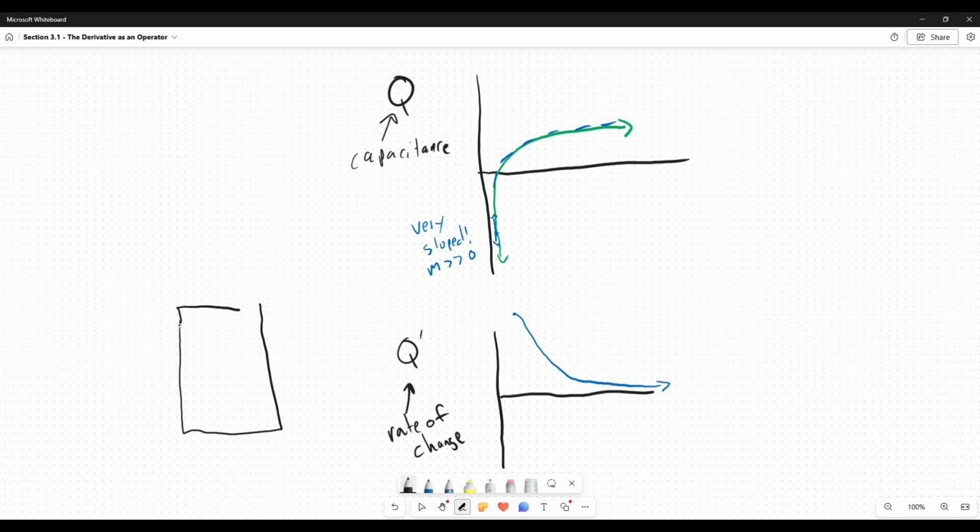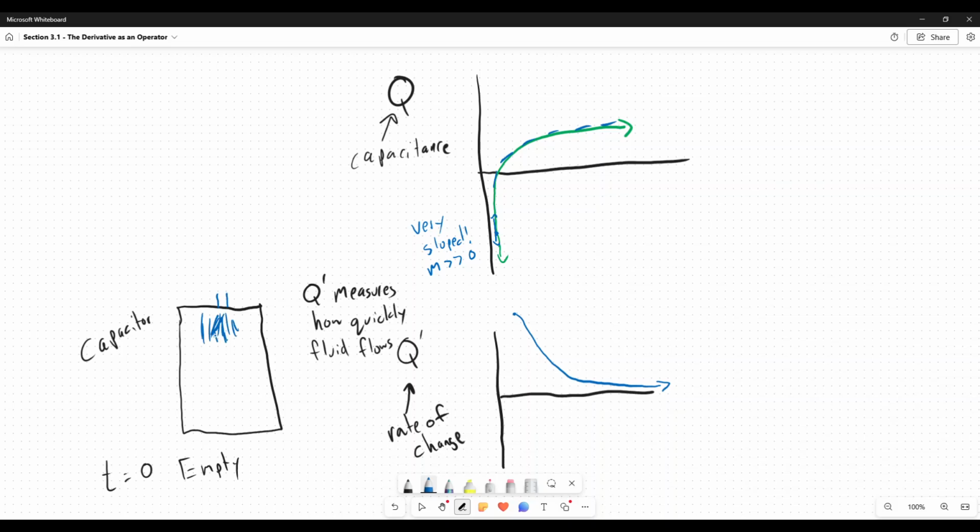As a metaphor, oftentimes people use water, or gases and fluids, as an idea of capacitance. We'll call this our capacitor, right? And at t equals 0, I'm going to say it's empty. Now, Q prime measures how quickly fluid, and in this case it's really electrical capacitance, flows. So I want you to think, right now it's empty. So I just stick a little garden hose on, right? What does that garden hose do? It just comes out. Oh, it's so easy to add water to it.